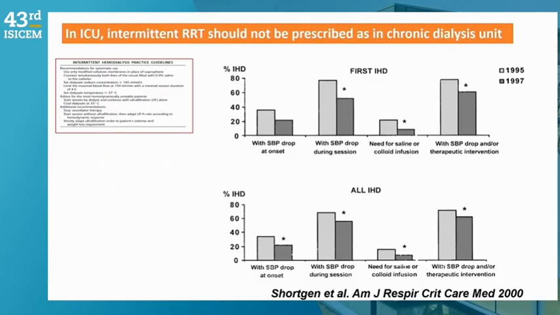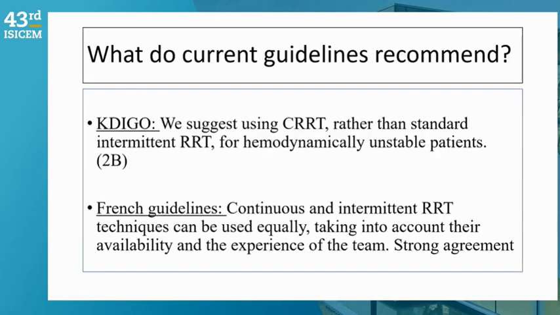And the conclusion of this is that in ICU, if you want to use intermittent, you should provide intermittent, but you should not prescribe as in chronic dialysis unit. This is the publication of Frederick Schortgen 24 years ago in the American Journal. It was a before and after study, and with all this very simple intervention, they reduced the number of patients with hypotension during the session. So they improved the hemodynamic instability, the famous hemodynamic instability.